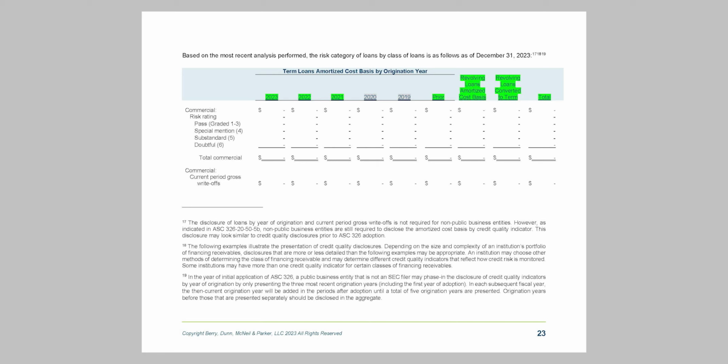So in year one, the year of adoption, you have to present the last 3 years. And then next year, you'll add a 4th year. Then the year following, you'll add your 5th year. And then you'll just keep that 5-year period rolling forward.